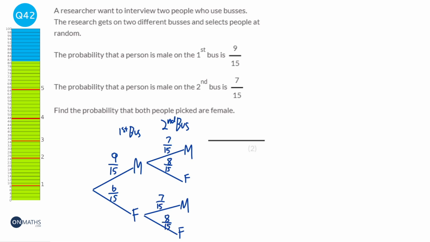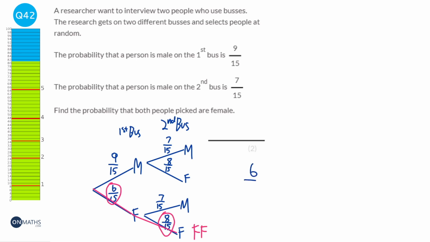And the question is basically asking what is the probability that both will be female. So to have both female, we need to have gone down this line at the start and then this line again. Okay, so looking at the fractions along the way, it's 6/15 and 8/15. The word "and" in probability means times. So whenever you're finding the probability of getting to an outcome, so this outcome would be FF, because they're both female, you are multiplying the fractions that you go across.